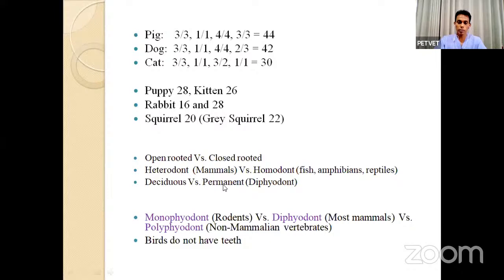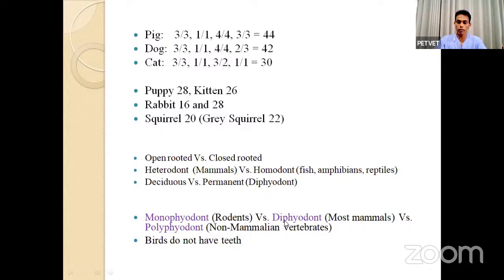And deciduous versus permanent. Deciduous means the initial set, and the permanent set is the second set. So there are 2 types of teeth, and those types of animals are called diphyodont. Di means 2, so diphyodont. Whereas there are also monophyodont and polyphyodont animals. Monophyodont means like the squirrel we said here, they only have 1 set of teeth. Most of the rodents are monophyodont. And diphyodont means the same thing that we discussed.